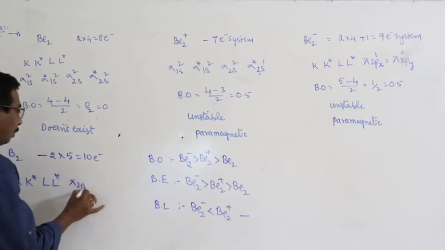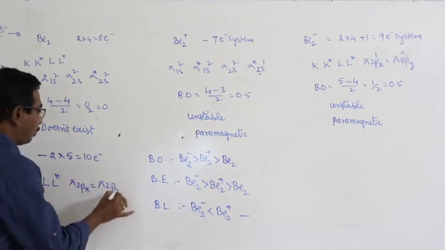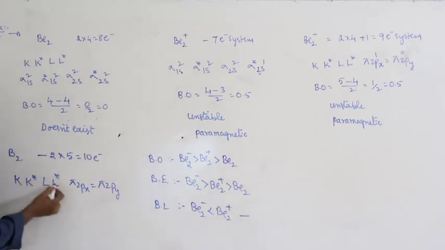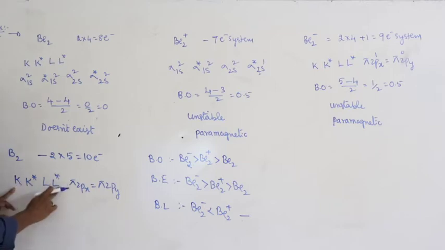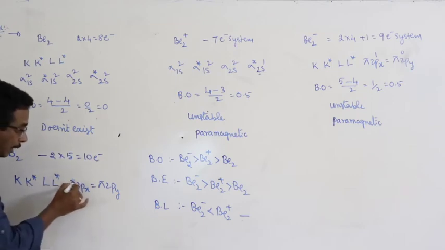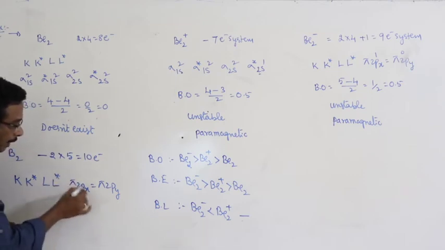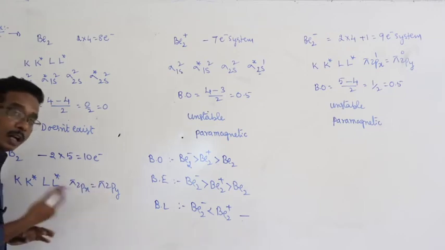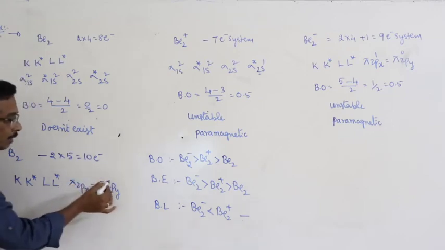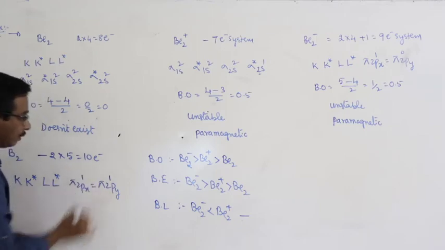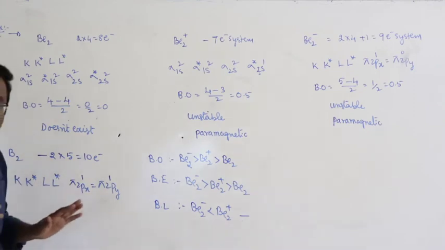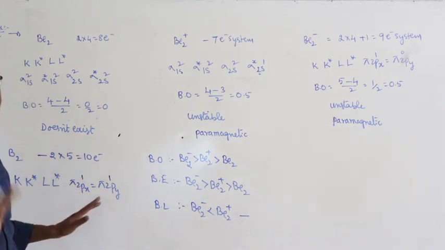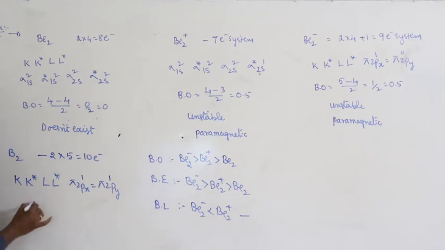Next, pi 2px equal to pi 2py. Here how many electrons are remaining? 2 electrons. 10 electrons total, 8 electrons are already arranged, 2 electrons are left. But how can you arrange the 2 electrons? You can write pi 2px square, pi 2py 0 or pi 2px1 is equal to pi 2py1. This is correct according to Hund's rule. Each molecular orbital holds at least 1 electron before undergoing pairing. Here this is the condition.